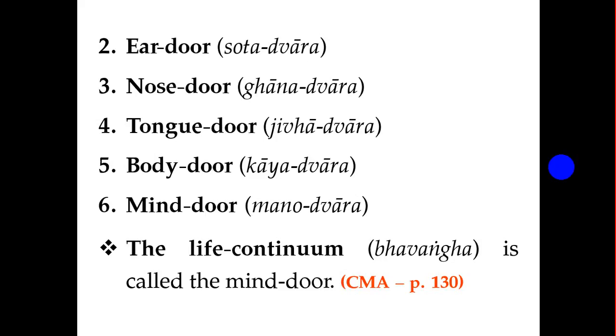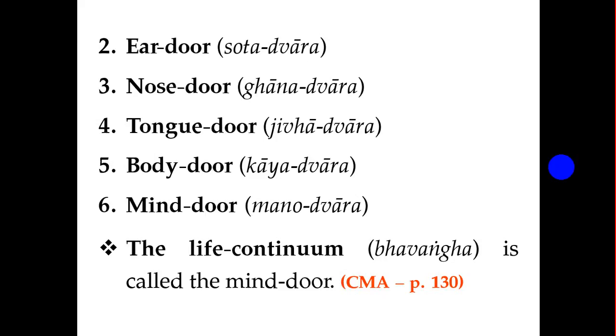So according to the commentary of Abhidhamma Sangha, arrest bhavanga. Please look at where it says the life continuum is called the mind door, in the middle. Then you can look at the paragraph after that. Different commentaries express contrary opinions about the precise denotation of the mind door, right? According to the commentary of Abhidhamma Sangha, arrest bhavanga.